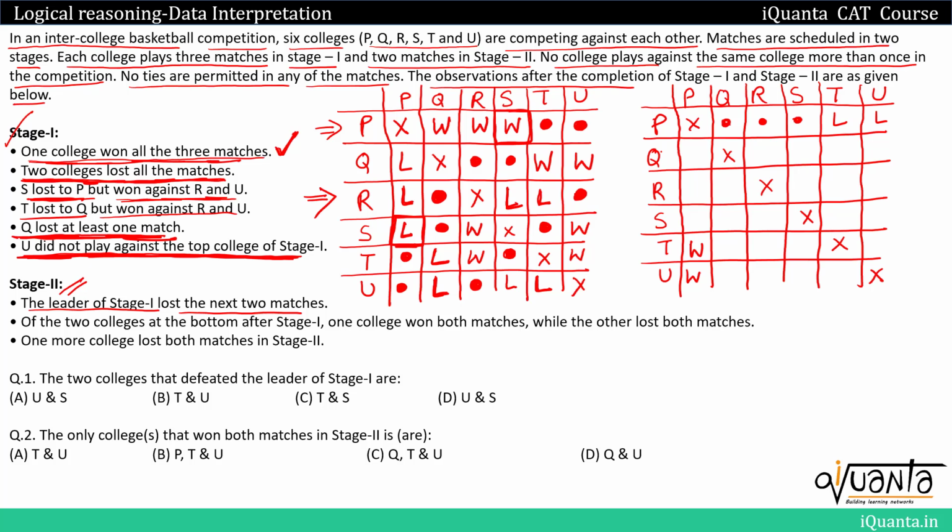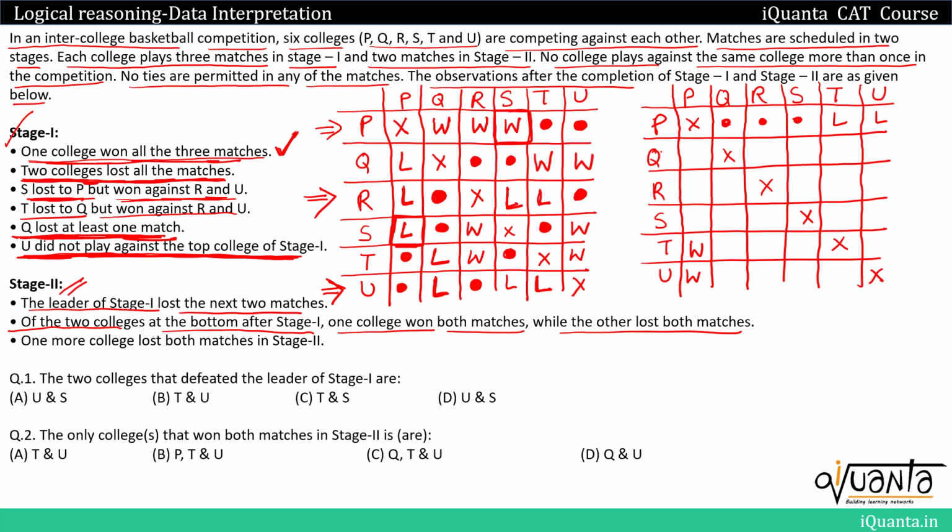Then after that, of the 2 colleges at the bottom after stage 1, one college won both the matches while the other lost both the matches. So which are the 2 colleges which are at the bottom from stage 1? Those colleges that have lost all their matches, they will be at the bottom. So one of them is college R that lost all its matches, and the other one will be U that has lost all its matches.